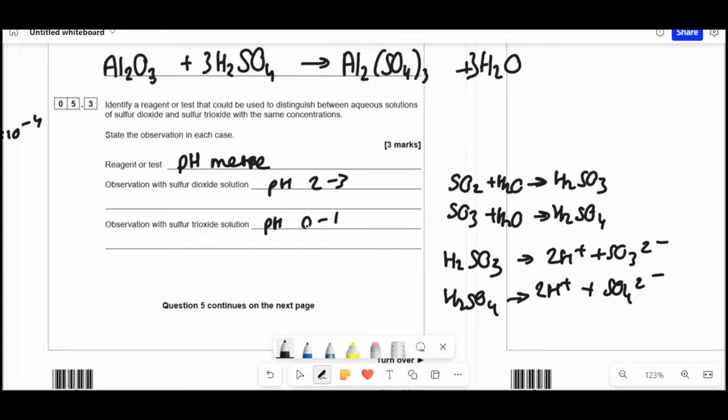Or what you could also do is add a metal carbonate, for example calcium carbonate. This will react less vigorously than this.